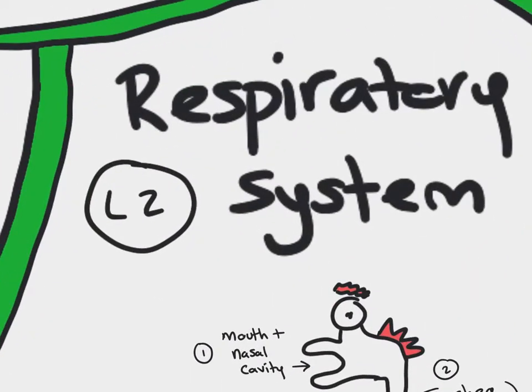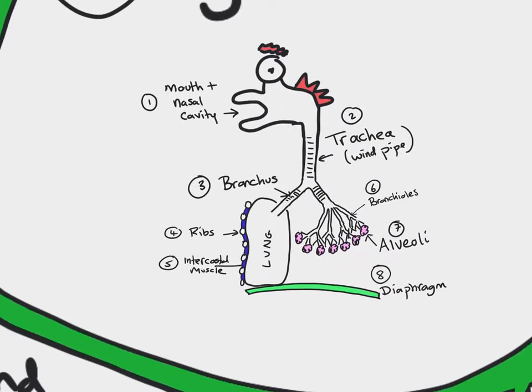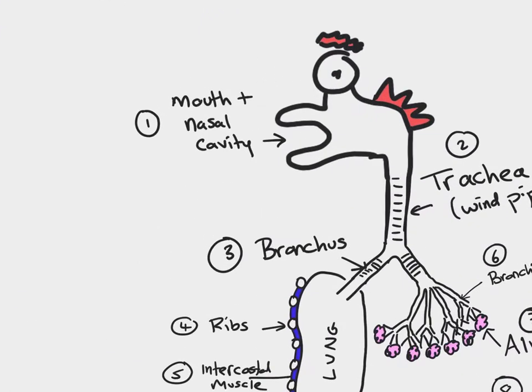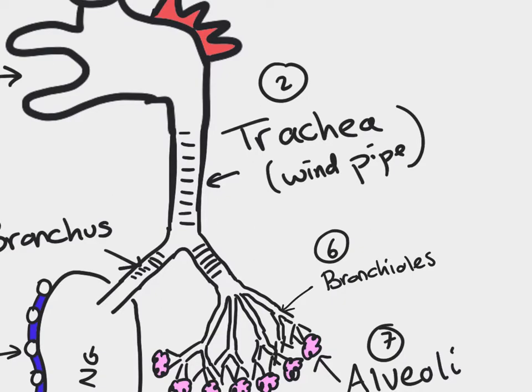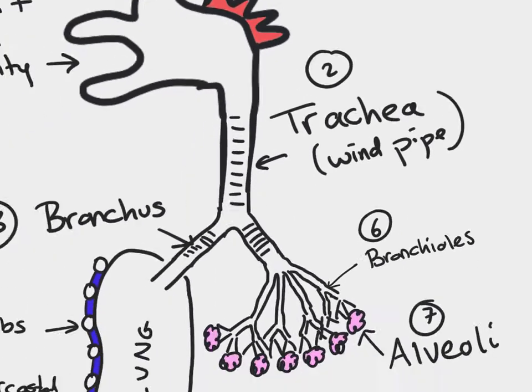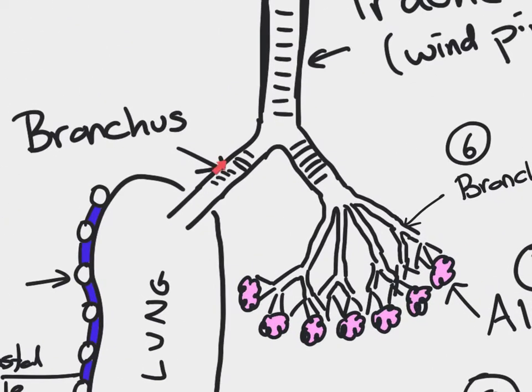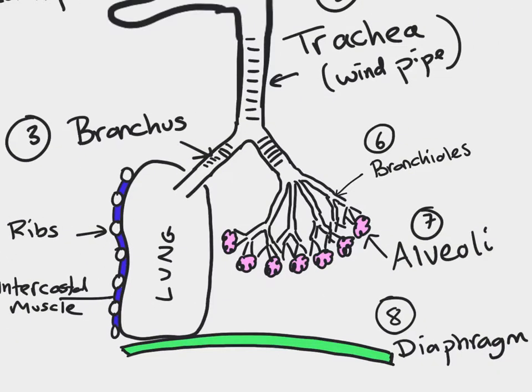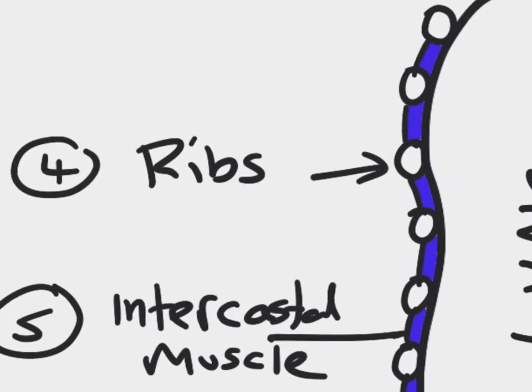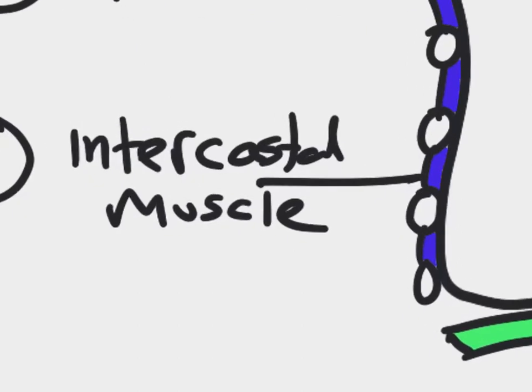Lesson 2 was the respiratory system. We've got 8 parts. First of all, we need to know about the mouth and the nasal cavity where the air goes in. Then we've got the windpipe, science name is trachea. And then it splits off into 2 lungs. We call this split the bronchus, which is number 3. Number 4, we need to know about the ribs. And number 5, between the ribs, is the intercostal muscles.